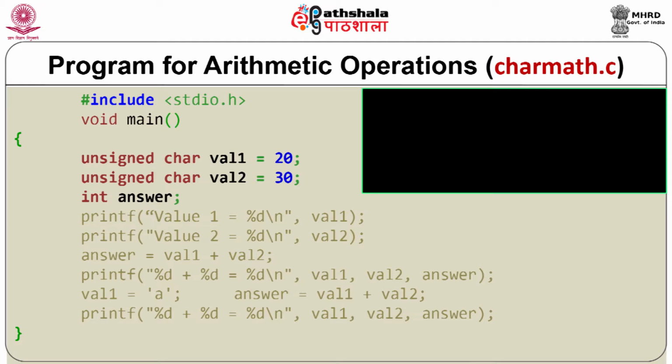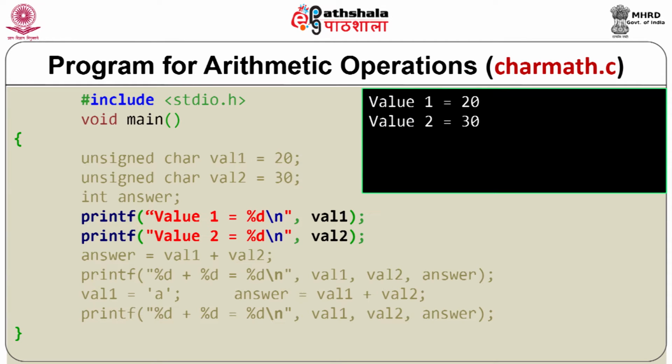So I want to use various operations on these two different strings or characters and the result will be placed in answer, and that answer should be an integer type. Now the next type of instruction which I am using in this program is the printf statement. You can see "value 1 is %d \n", comma value 1. Next printf statement, "value 2 equal to %d \n", comma value 2. This will display the value 1 and value 2 on the screen.